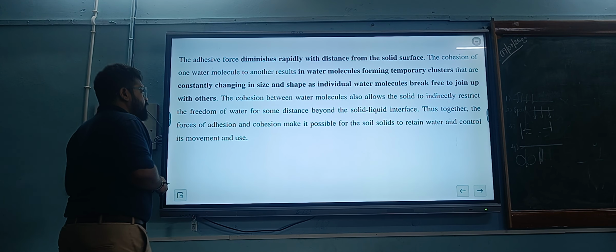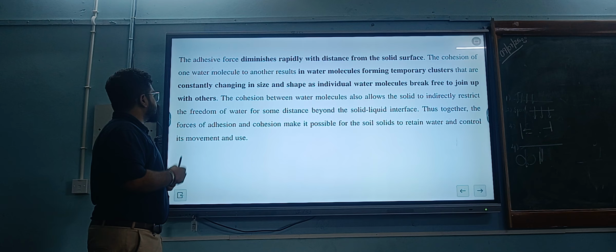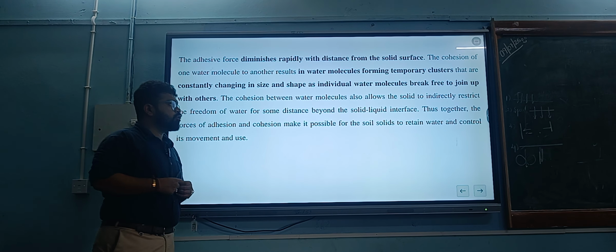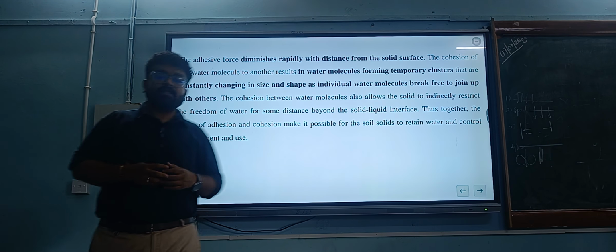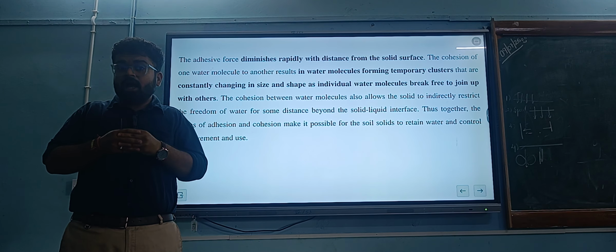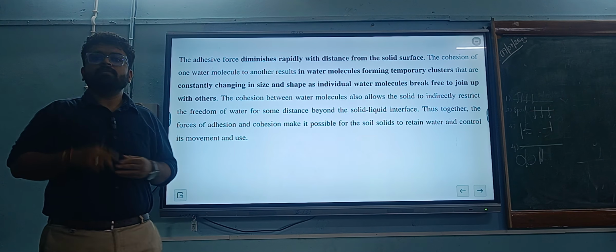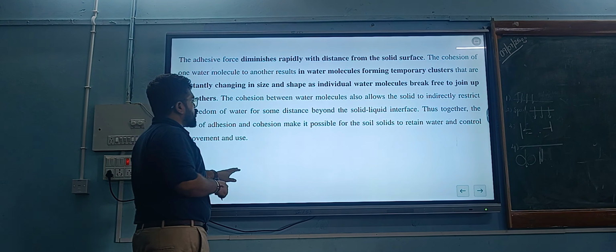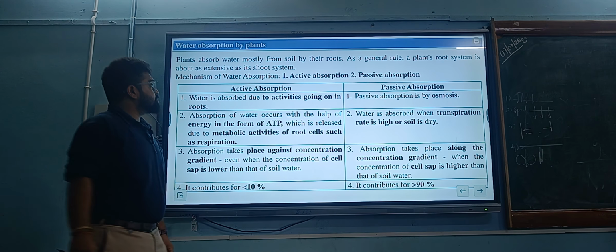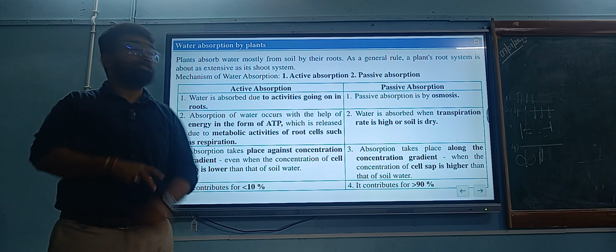The cohesion between the water molecules also allows the solid to indirectly restrict the freedom of water from some distance beyond the solid-liquid interface. This force also determines the movement of water inside the soil. How much extent it has to move and how much quantity can be moved is determined by the cohesion between the water molecules.